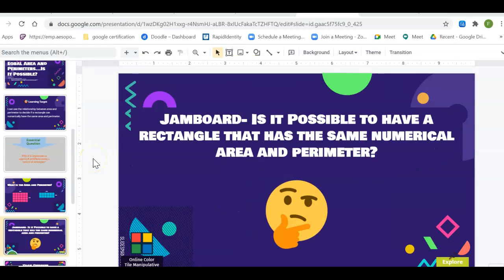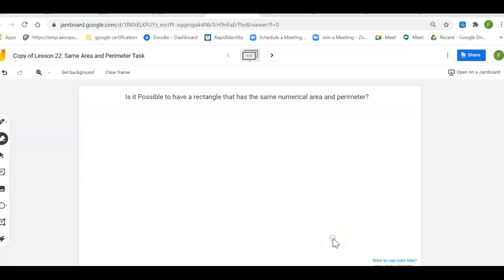On our next slide, is it possible to have a rectangle that has the same numerical area and perimeter? We just looked at the previous slide where we had a rectangle where the area was bigger than the perimeter. And then the next one, the perimeter was larger than the actual area. So this question is, is it possible to have a rectangle that has the same numerical area and perimeter? We're going to look at this on a Jamboard. You have a few Jamboards that were assigned to you, and I'll show you exactly which one you need to look at here.